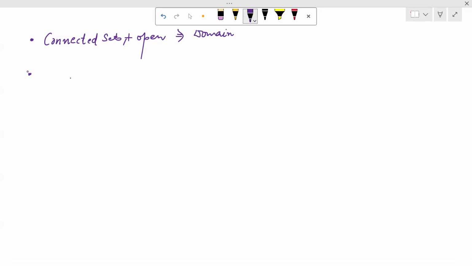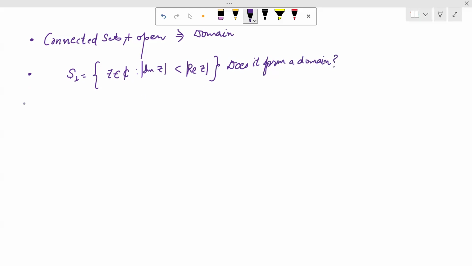And one of them was, I think, just give me a minute. One of them was whether this particular set forms a domain or not. So I think this was the question: if I say that there is a set S1, let's say, that is z belongs to C such that modulus of imaginary part of z is less than modulus of real part of z, then does it form a domain or not?